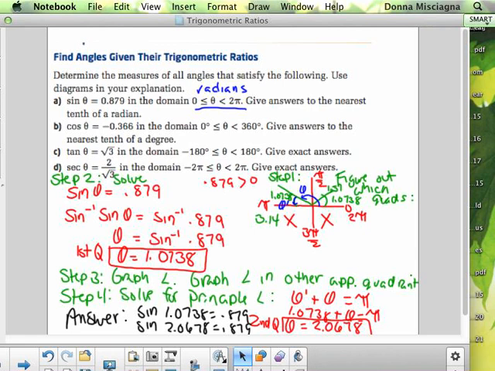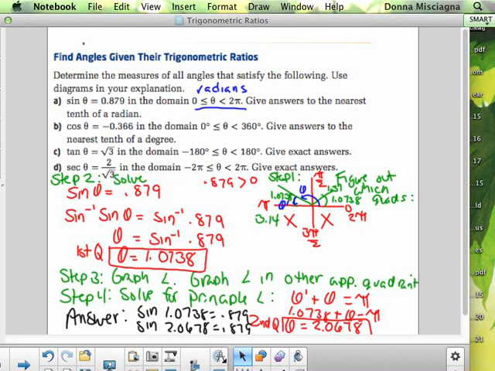All right, so our steps. Step 1, figure out which quadrant you belong in, all right, because that'll help you set up the rest of the problem later on. Step 2, just solve like you would normally. Take the arc sine, arc cos, or arc tan. And if it's not sine, cosine, or tangent, we're going to have to be a little bit more creative. Step 3, graph your angle so you can see where it is. Graph the reference angle in the other appropriate quadrant.